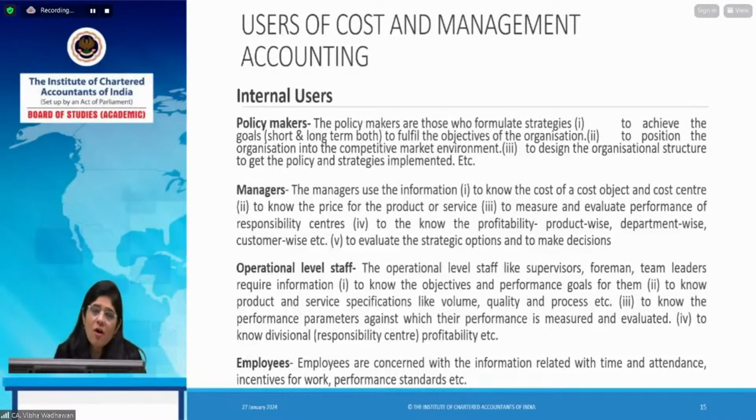To know the performance parameters, they know what is expected out of them, how they will be evaluated for their performance appraisal, and to know responsibility center profitability. So if they are working under a departmental manager, then they are responsible for what? They will know that they are accountable, answerable, and will be evaluated for what. So that is the operational level staff. Employees, of course, are concerned with time and attendance, incentives, and whatever appraisals will be given to them.